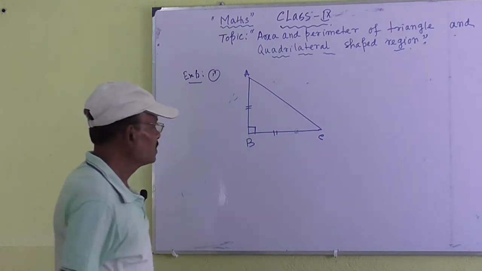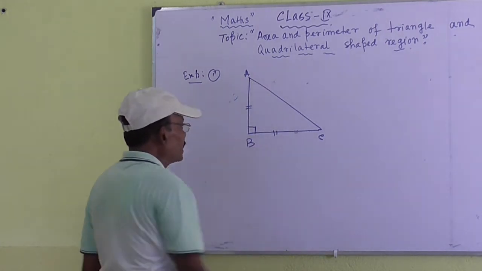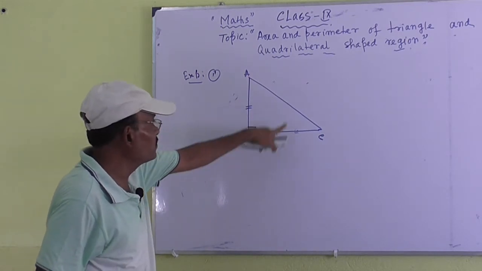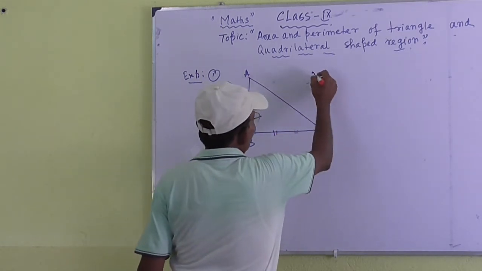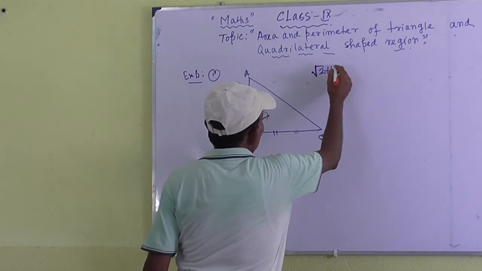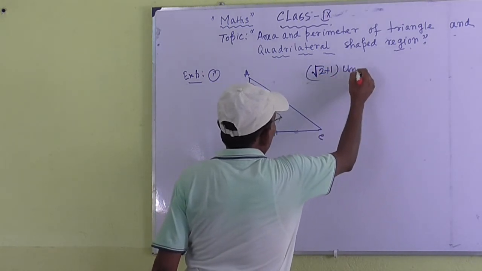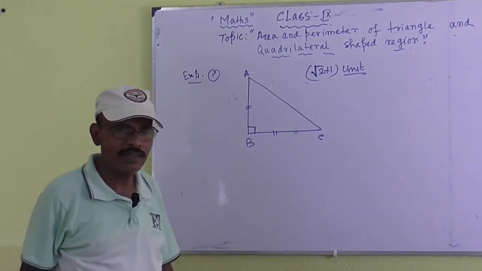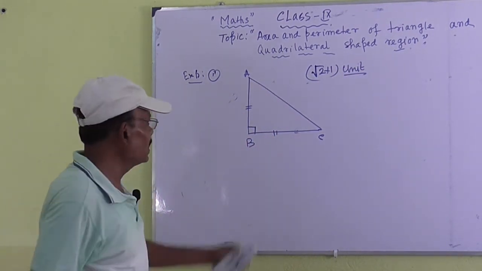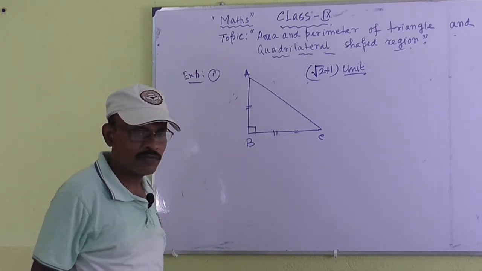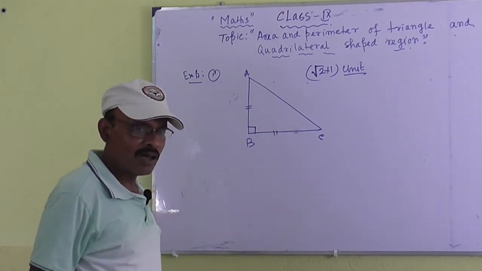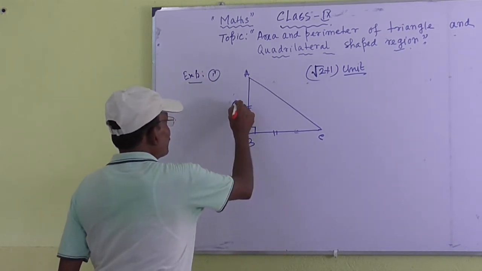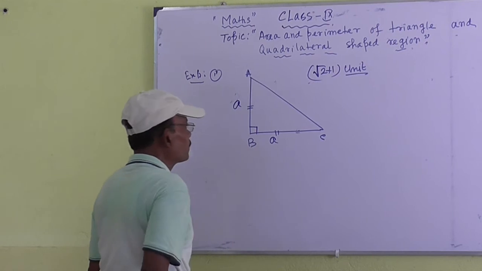Here it is given that the perimeter of the triangle, that means the total length of AB, BC and AC, is equal to root 2 plus 1. Any unit, centimeter or meter. Now, we have to find the length of AC. That means, we have to find the value of the hypotenuse. Let us take this as A, this as A.